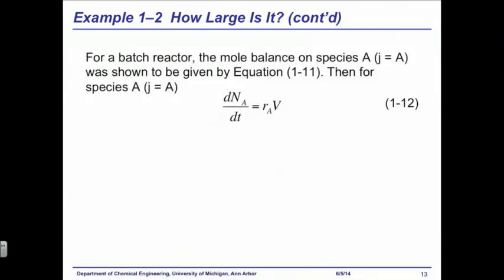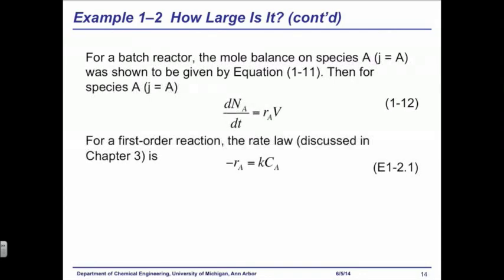For a batch reactor, the mole balance on a species A, and we'll denote J as A, can be shown as follows. dNA/dt is equal to RA times V, as we just derived. For a first order reaction, the rate law, which will be discussed in other videos, which you could look at, is going to be minus RA equals k times CA, the concentration of A.